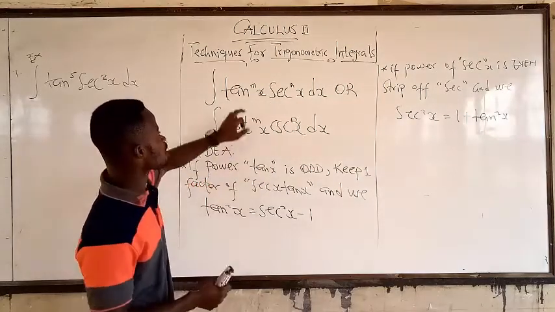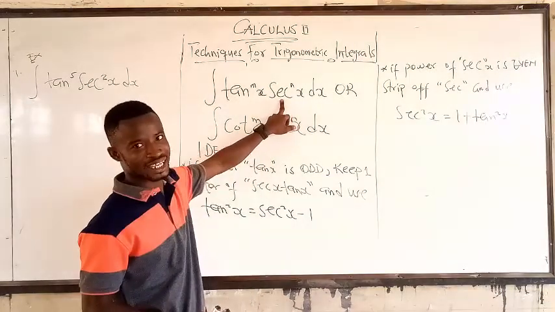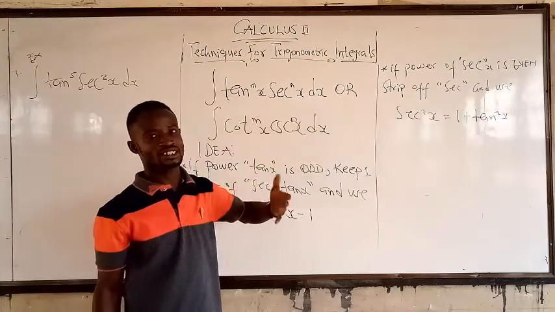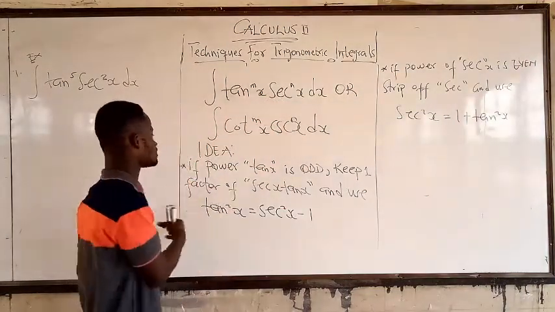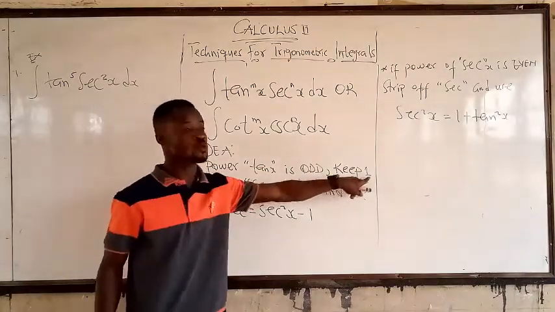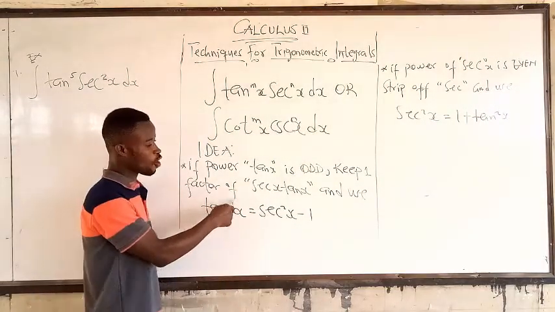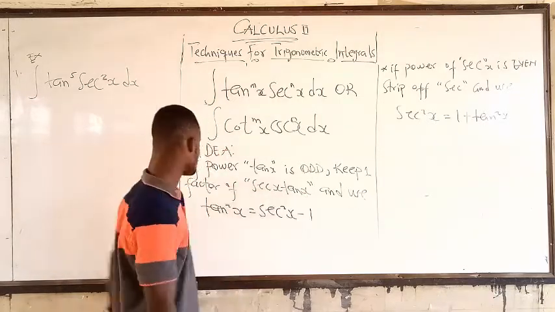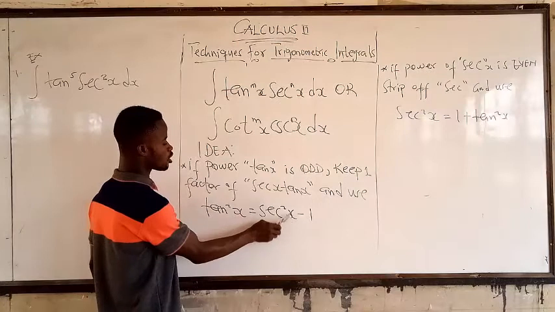We know that the reciprocal for sec is cos. But here, since we are using the identities, it will be linking to this. So this is the same as this. Alright, let's look at this. This is the idea: if the power of tan is odd, keep one factor of sec x tan x, and use this to be equal to this.